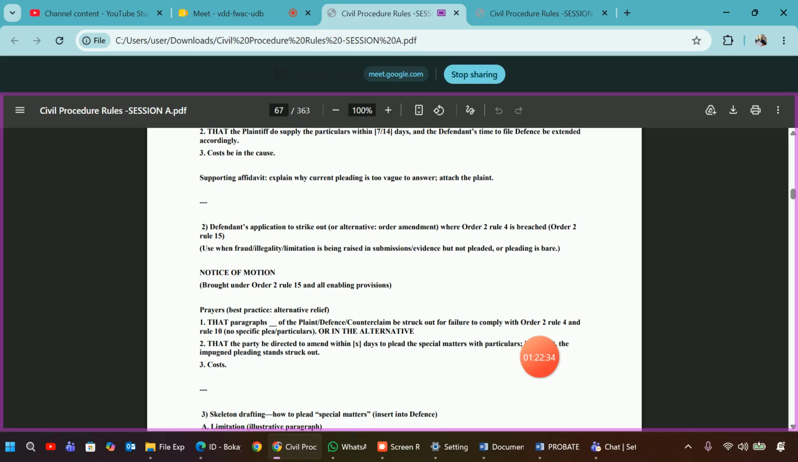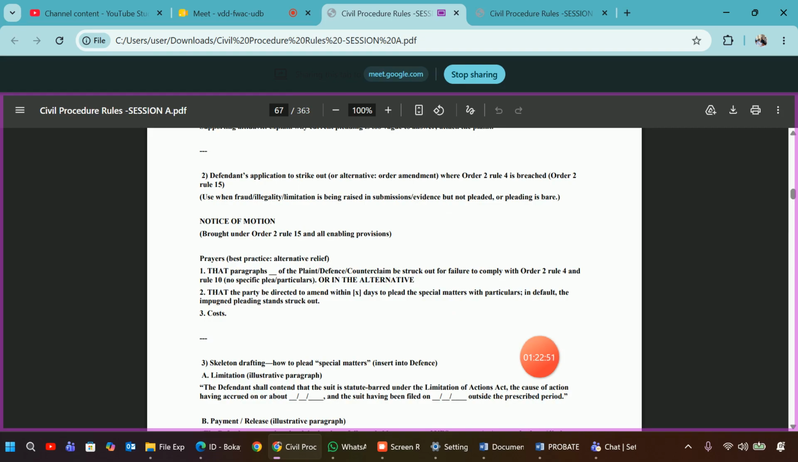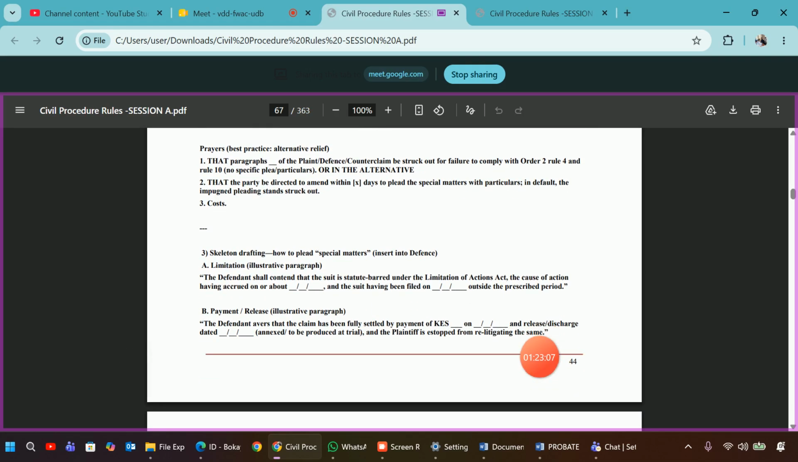Then the defendant's application to strike out, or in the alternative for an order for amendment, where Order 2 Rule 4 is breached. It is used when fraud or illegality or limitation is being raised in submissions or evidence but not pleaded, or the pleading is bare. So you make this application under Order 2 Rule 15. The alternative relief is that paragraph dash of the plaint or defense or counterclaim be struck out for failure to comply with Order 2 Rule 4 and Rule 10, with no specific plea or particulars. So in the alternative, you plead that the court duly strikes out these documents.